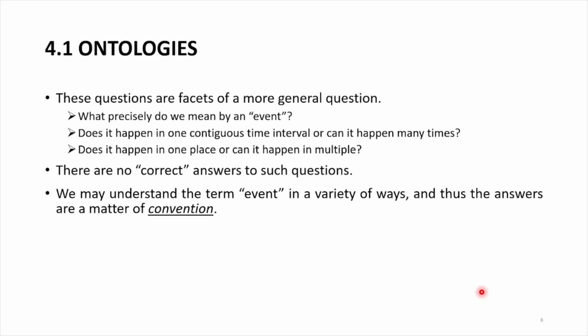These questions are facets of a more general question. What precisely do we mean by an event? Does it happen in one contiguous time interval, or can it happen many times? Does it happen in one place, or can it happen in multiple? There are no correct answers to such questions. We may understand the term event in a variety of ways, and thus the answers are a matter of convention.